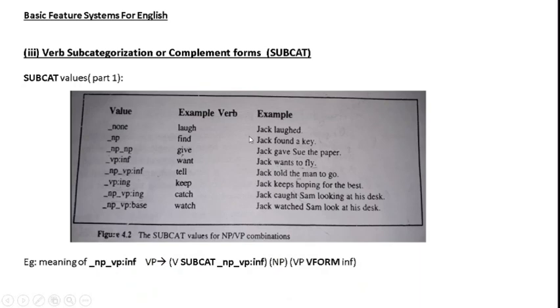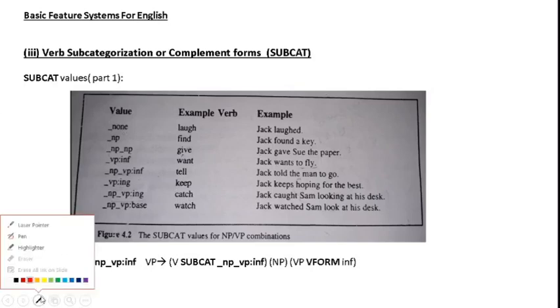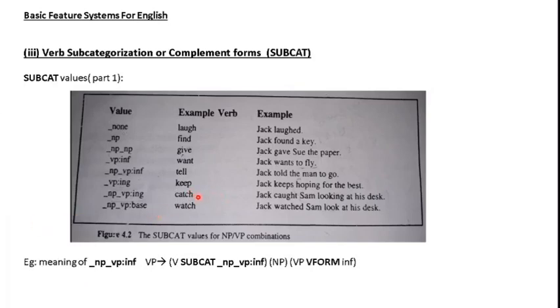As I told you, the subcat feature can take values depending on the complement structure. So let us take our example of catch. That example is shown here again. Jack caught Sam looking at his desk. As I told you, after the manifestation of catch in the sentence, you have a noun phrase followed by a verb phrase in ing form. So that is shown here. You will have a noun phrase followed by a verb phrase with ing form.